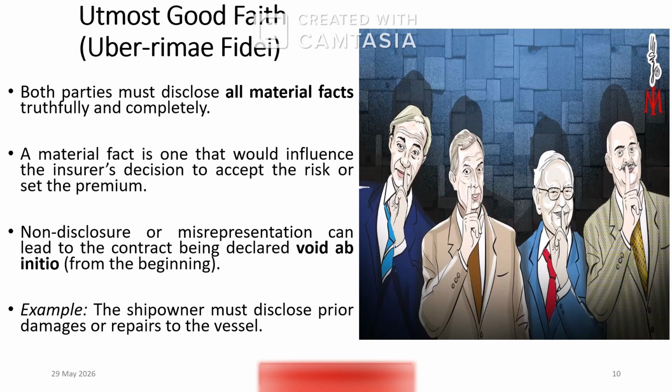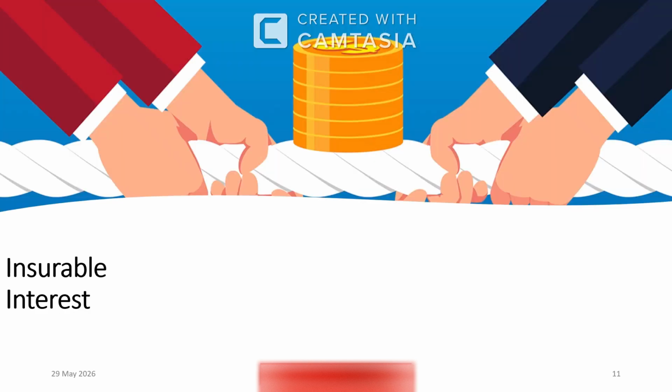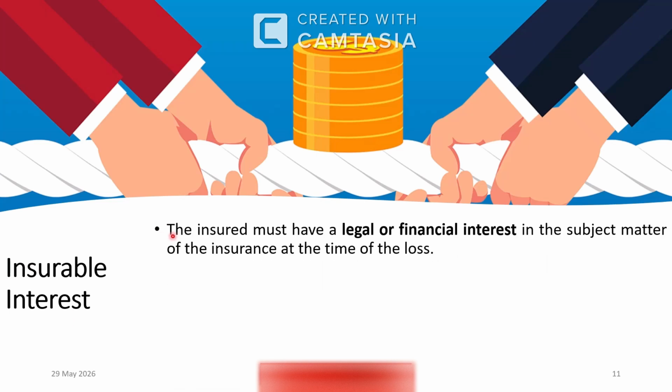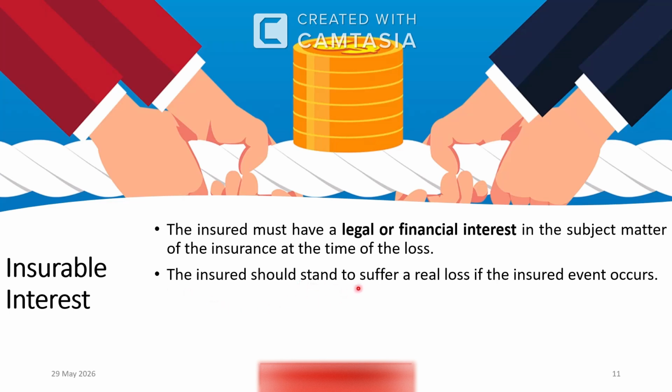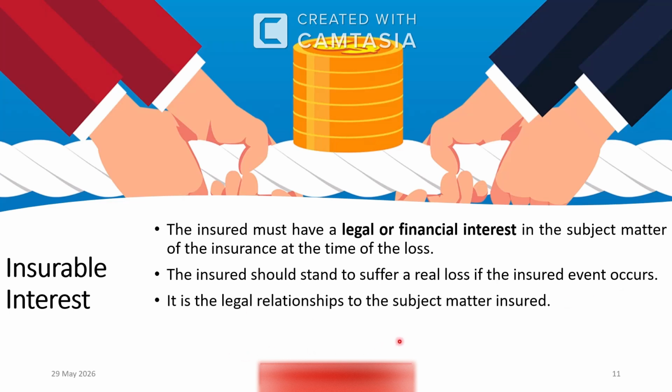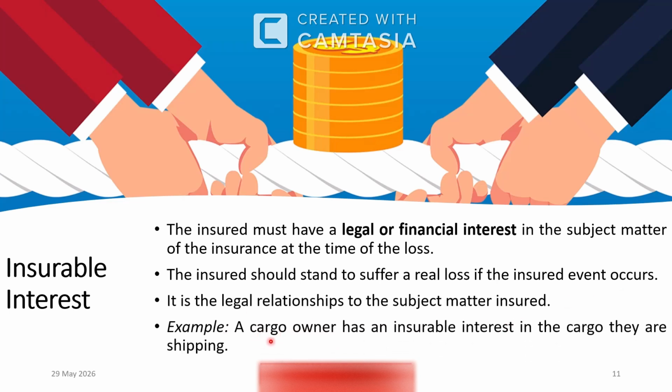Right? Once the ship owner discloses that thing, then the insurer will set a nice premium for the ship owner. Right? Insurable interest. What is that? As per MIA, the insured must have a legal or financial interest in the subject matter of the insurance at the time of the loss, right? So if you don't have any interest in that property, actually you cannot do the insurance. The insured should stand to suffer a real loss if the insured event occurs. It is the legal relationship to the subject matter insured. For example, a cargo owner has an insurable interest in the cargo they are shipping.